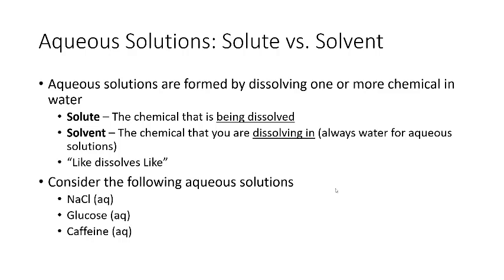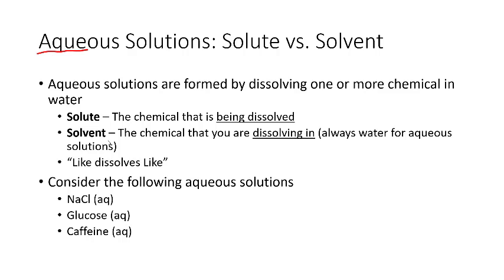So aqueous solutions are formed by dissolving one or more chemicals in water. Aqua means water, so the aqua prefix in the word aqueous means a solution in water. Our aqueous solution is composed of two different components, a solute and a solvent. The solute is the chemical that is being dissolved in a solution. The solvent is the chemical that you are dissolving in. For an aqueous solution, the solvent is always going to be water.